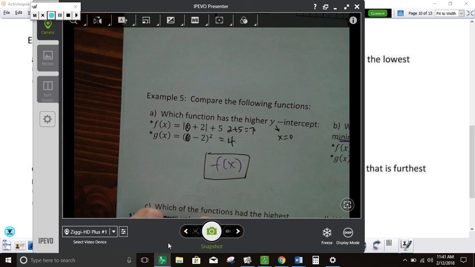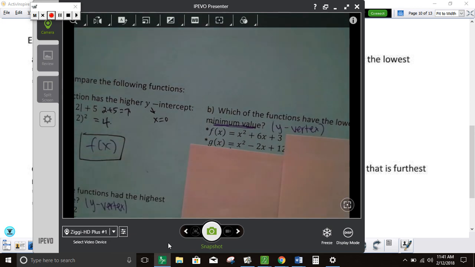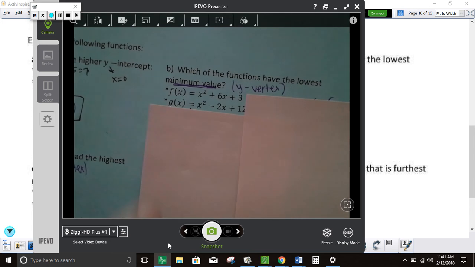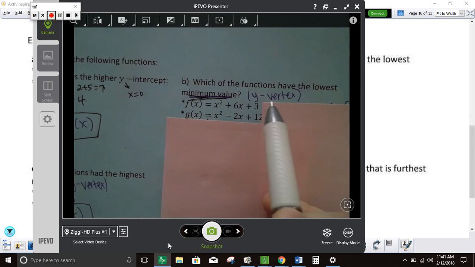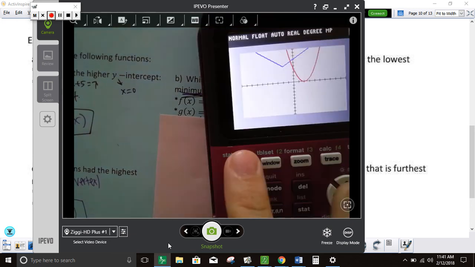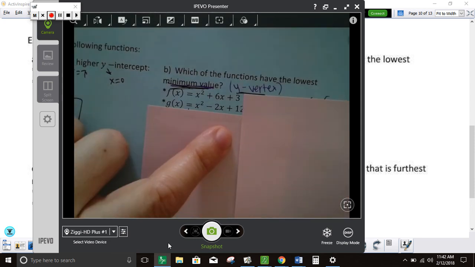Okay, part B. I've already done this problem, but I'm going to post-it note cover it up. On part B, let's do this one by hand just to remind you how. The question is, which function has the lowest minimum value? If it's talking about a minimum value, what is it referring to? It's asking about the y part of the vertex, right? Without the calculator, how do I find a vertex?